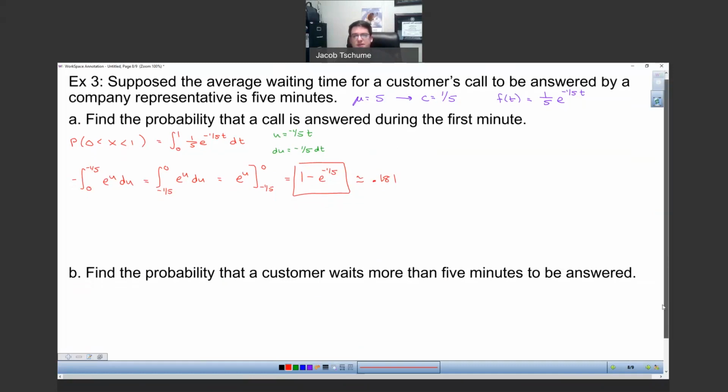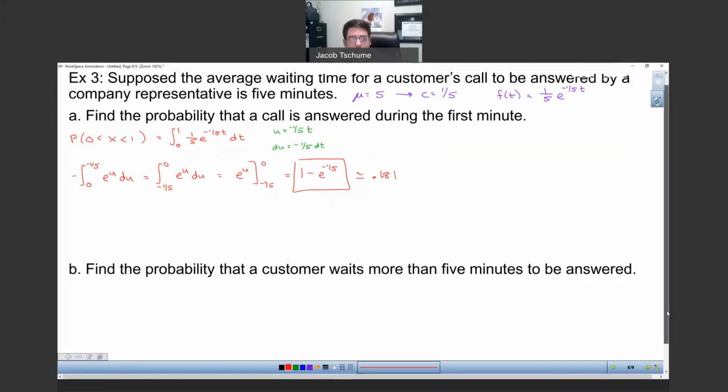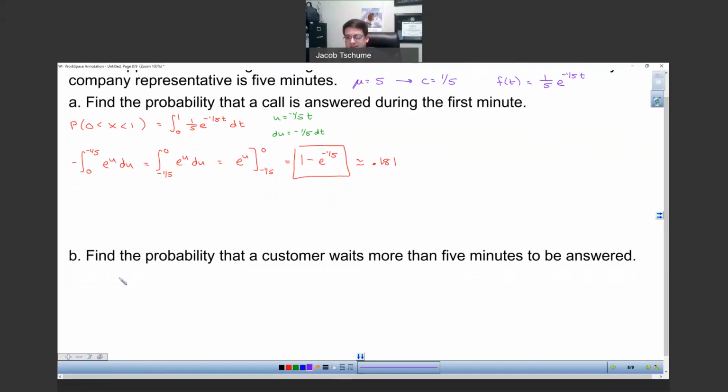All right, so a little bit different here. So we're claiming this 5-minute average, so let's just check the average for what it's worth. Find the probability that a customer waits more than the 5 minutes to be answered. So if I'm working that, it means I'm testing what is the probability that x is greater than 5. Well, this would be equal to the integral from 5 to infinity, I won't screw it up this time, of 1/5 e to the negative 1/5 t dt. So the same exponential density function.